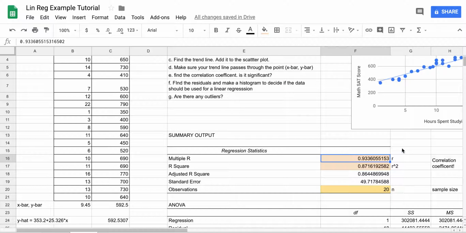When you're over here and you're only getting your R squared from here, remember to find R, you're going to have to take the square root of R squared and then decide if R should be positive or negative. When you do it this way, it just tells you whether or not R is positive or negative, which is nice. What else do we need? We need to find the residuals and make a histogram to decide if we should. So here are the residuals. We're just going to highlight them and say insert a chart and make sure it's not a column chart. You want a histogram.